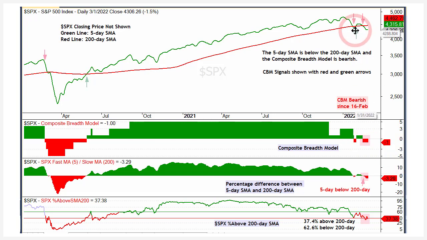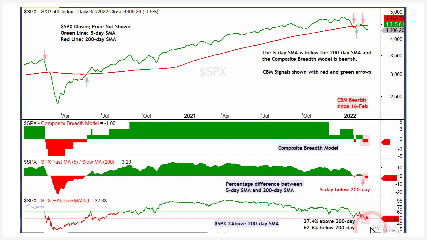And if we look at the chart at the top here, we've got the 5-day moving average for the S&P 500 in green and the 200-day in red. And you can see we got a little whipsaw, but now it is below. And what matters is, what is the situation right now? And right now the situation is the 5-day is below the 200-day. The composite breadth model is bearish.